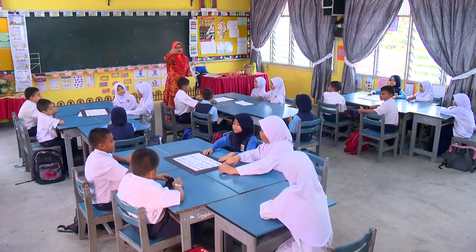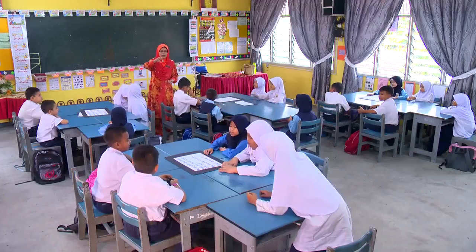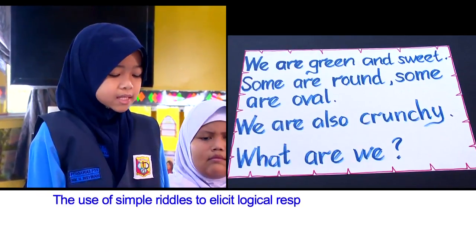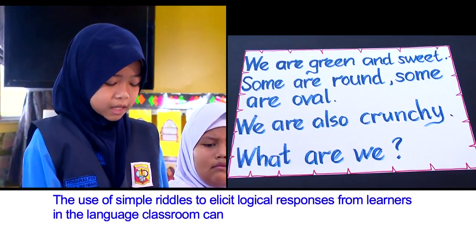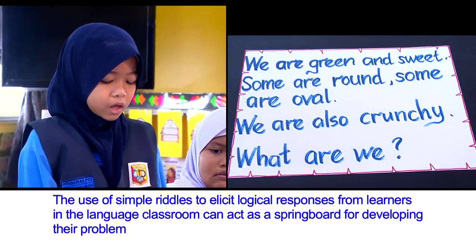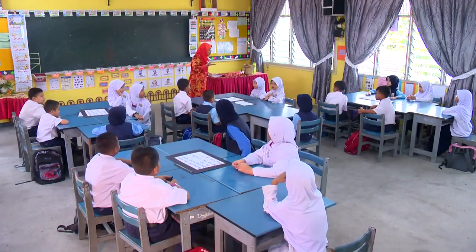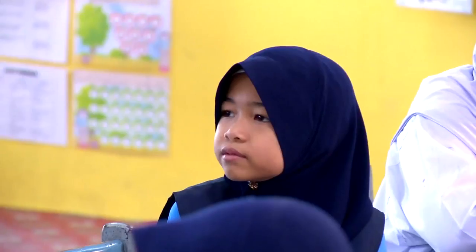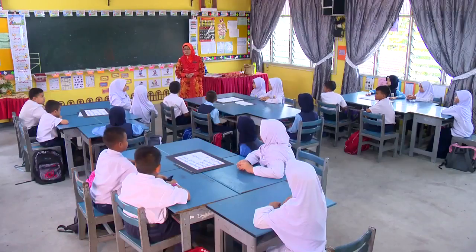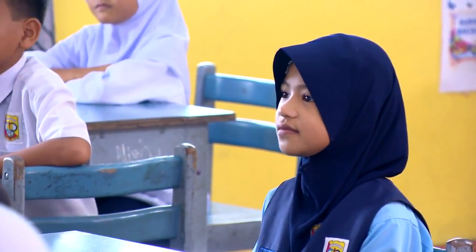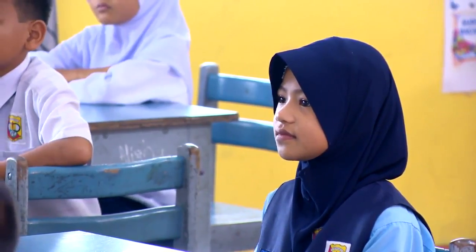What does group B have? Who wants to read? We are green and sweet. Some are round. Some are oval. We are also crunchy. What are we? Guava? Is it guava? Yes. What color is guava? Green. Is it crunchy? Yes. Okay, now your group has guava.